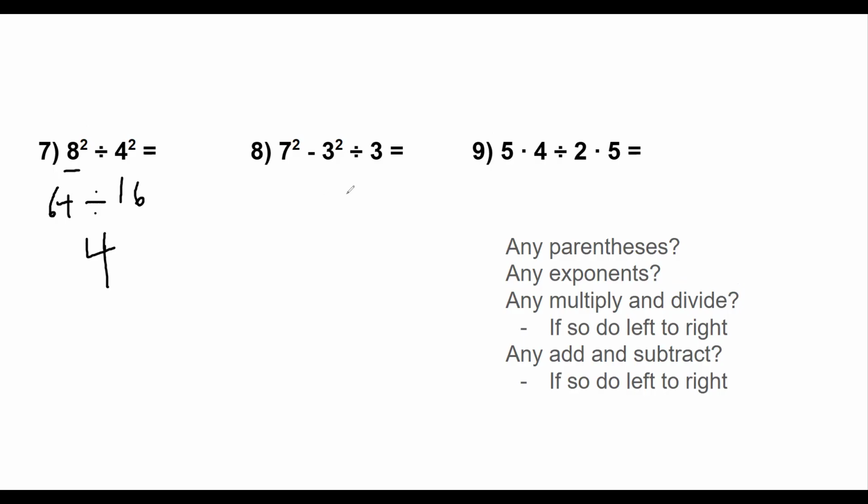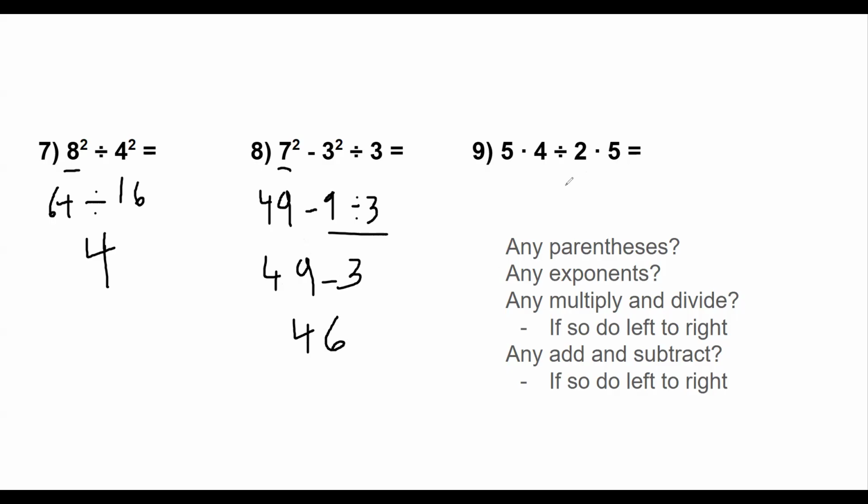All right, number 8. Any parentheses? No. Any exponents? Yes. 7 squared is 49. 3 squared is 9. Now I'm going to bring down the things that I did not do, which is my operations. All right, now your brain's going to be tempted to do 49 minus 9, but that's not right. You got to do 9 divided by 3 next. So now it's 49 minus 3. And that gives you 46.